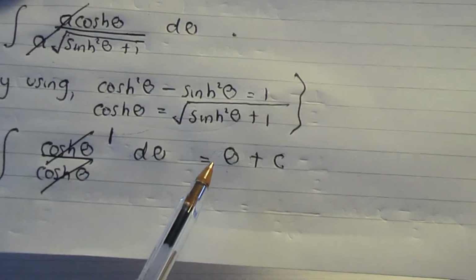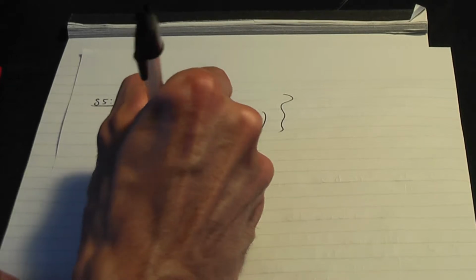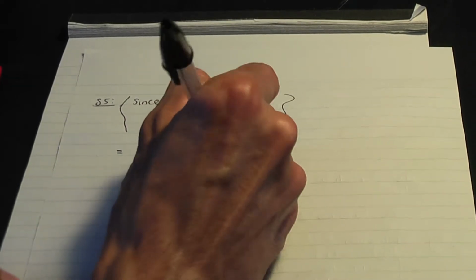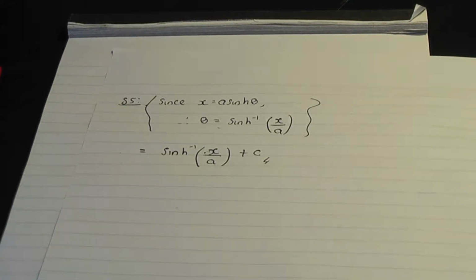Okay, and finally, if you replace the theta here by the inverse sine of x over a, you've got your result. So therefore, it's indeed the inverse hyperbolic sine x over a plus c. Okay, so that concludes the proof.